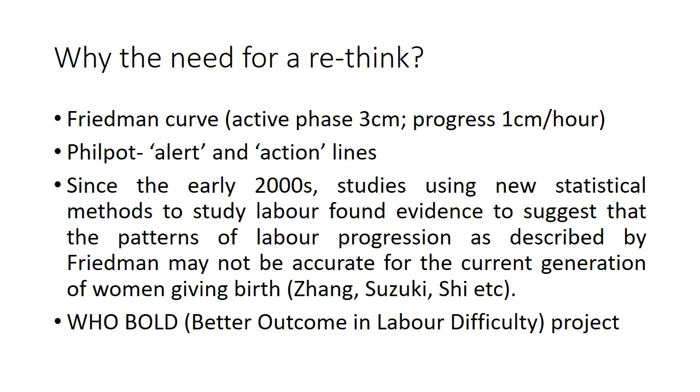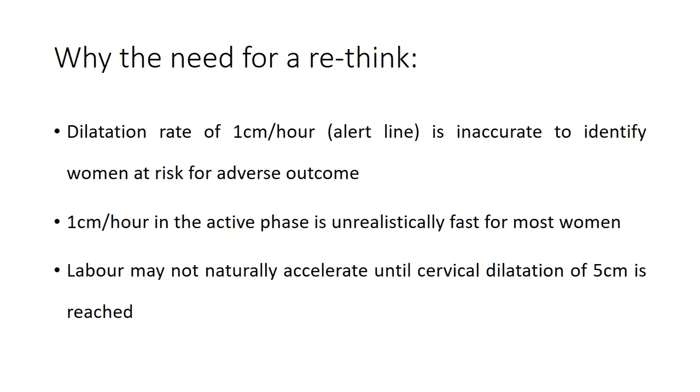But in the last 20 years or so, there are many studies to suggest that this is not as predictive in every woman. And in fact, in the current generation of women giving birth, this might not be accurate. And this was all summarized in the WHO Better Outcome in Labor Difficulty project done a few years ago. And it's quite clear that the dilatation rate of 1 centimeter an hour is inaccurate to identify women at risk for adverse outcome. And it's in fact unrealistically fast for most women. And labor may not naturally accelerate until the cervix is about 5 centimeters dilated.